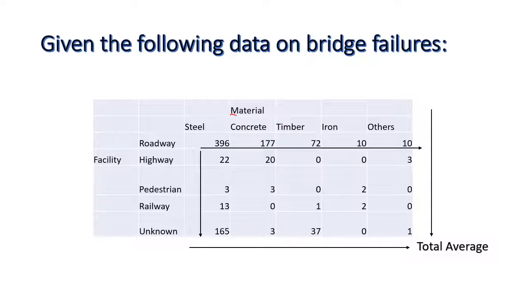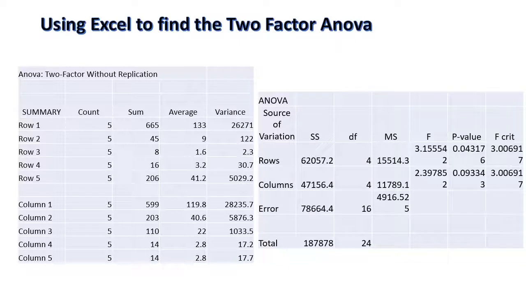Given the data, we have our two factors, material and facility, and from here we are going to calculate the averages in the row direction and in the column direction, and then we're going to calculate total averages for each cell combination. So we found our averages. Now we're going to calculate our variance. And using Excel, we will use the data analysis tool to use two-factor ANOVA without replication to find the sum of squares, degrees of freedom, mean square, f-values, p-values, and f-critical values.